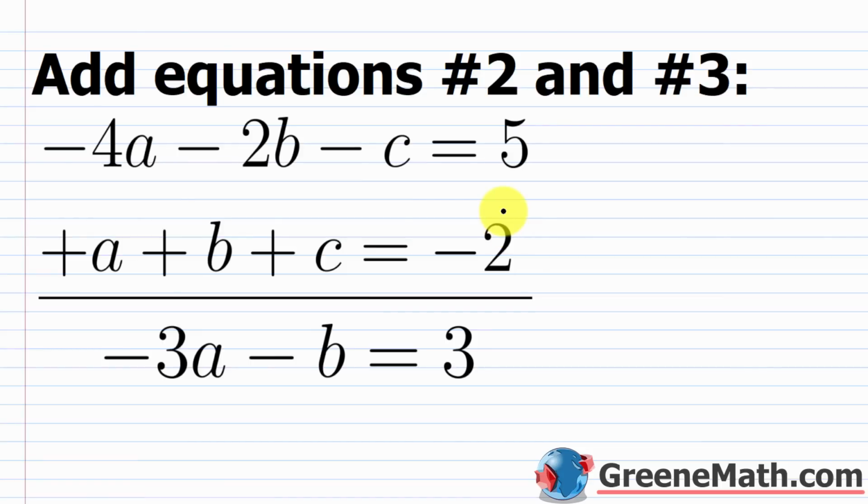Then to get equation 5, we're going to add equations number 2 and number 3. So negative 4a plus a, that's going to be negative 3a. Negative 2b plus b, that's going to be negative b. You have your minus c and plus c. Again, that's going to go away. And then on the right side of the equal sign, you have 5 minus 2, that's going to be 3. So this one's as simple as you can make it. So let's say this is our equation 5.